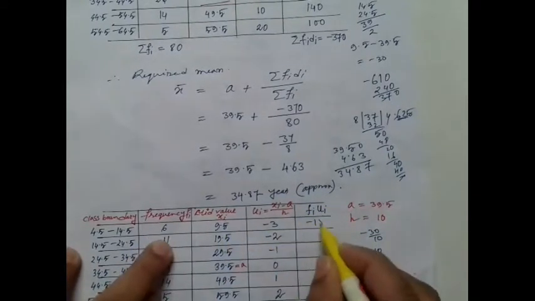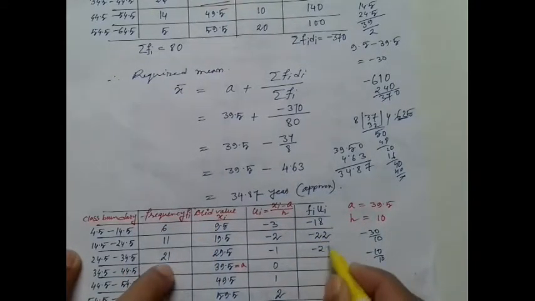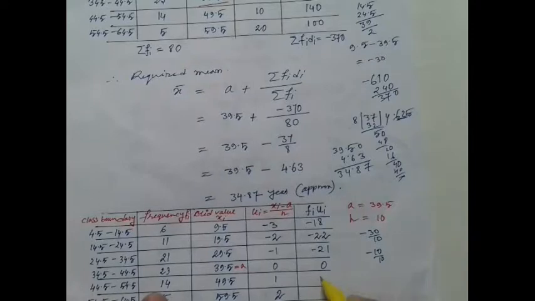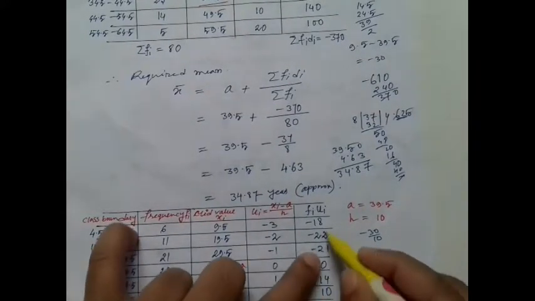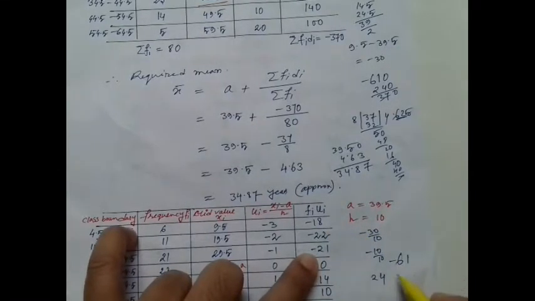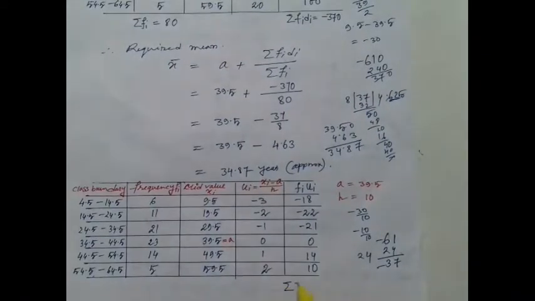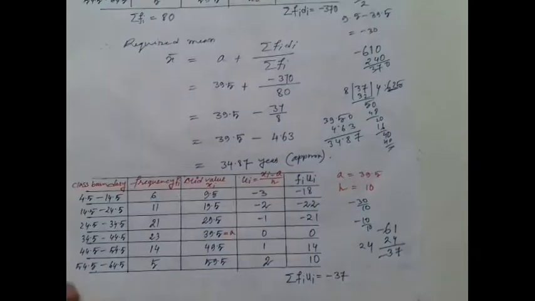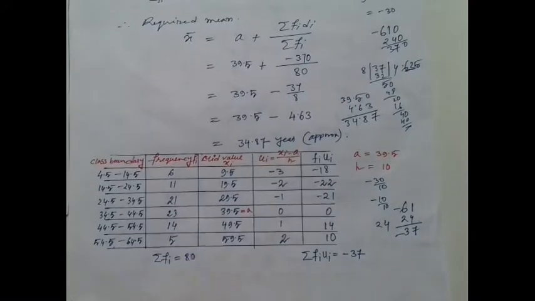fi ui means minus 3 into 6 is minus 18, minus 22, minus 21, 0, 14 and 10. So here we are getting 24 in plus, and here we are getting minus 61. So by subtraction we are getting minus 37. So summation fi ui we are getting minus 37, and summation fi we are getting 80.